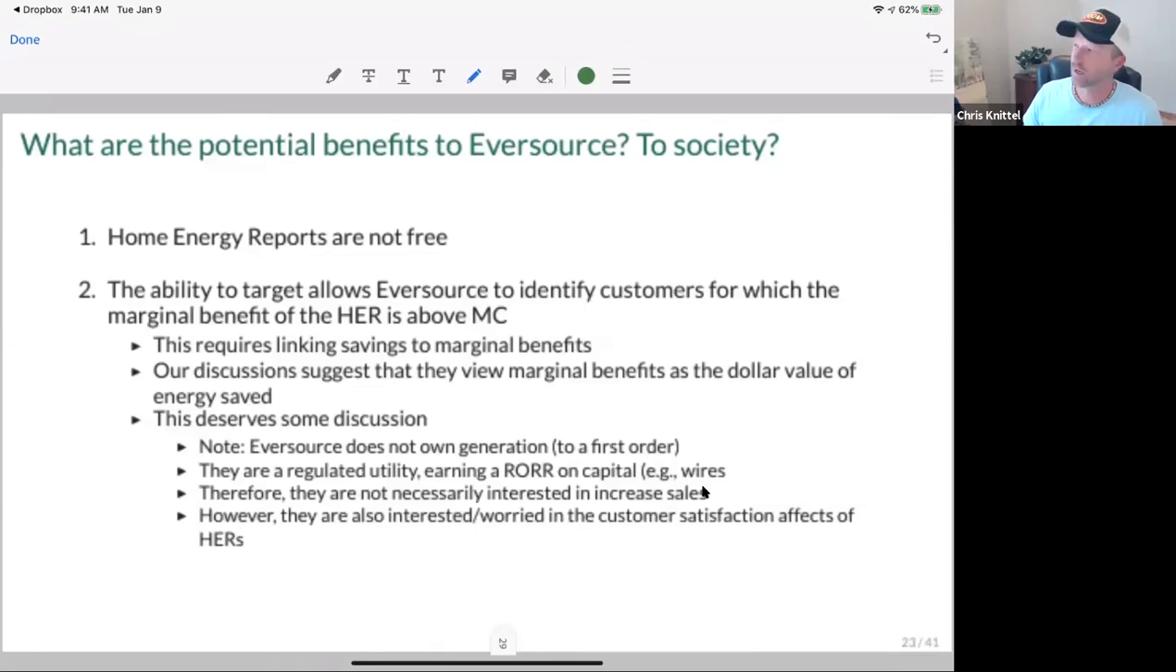Society, though, cares about the marginal cost of electricity. And a lot of what goes into the retail price of electricity is paying the fixed costs of those wires. So when we think about society's objective, we're going to use the average wholesale price of electricity as the marginal benefit from a kilowatt hour reduction. And that's going to be much smaller than the retail rate. That's why Eversource is going to have an incentive to send these reports out to way more people than what society would want.